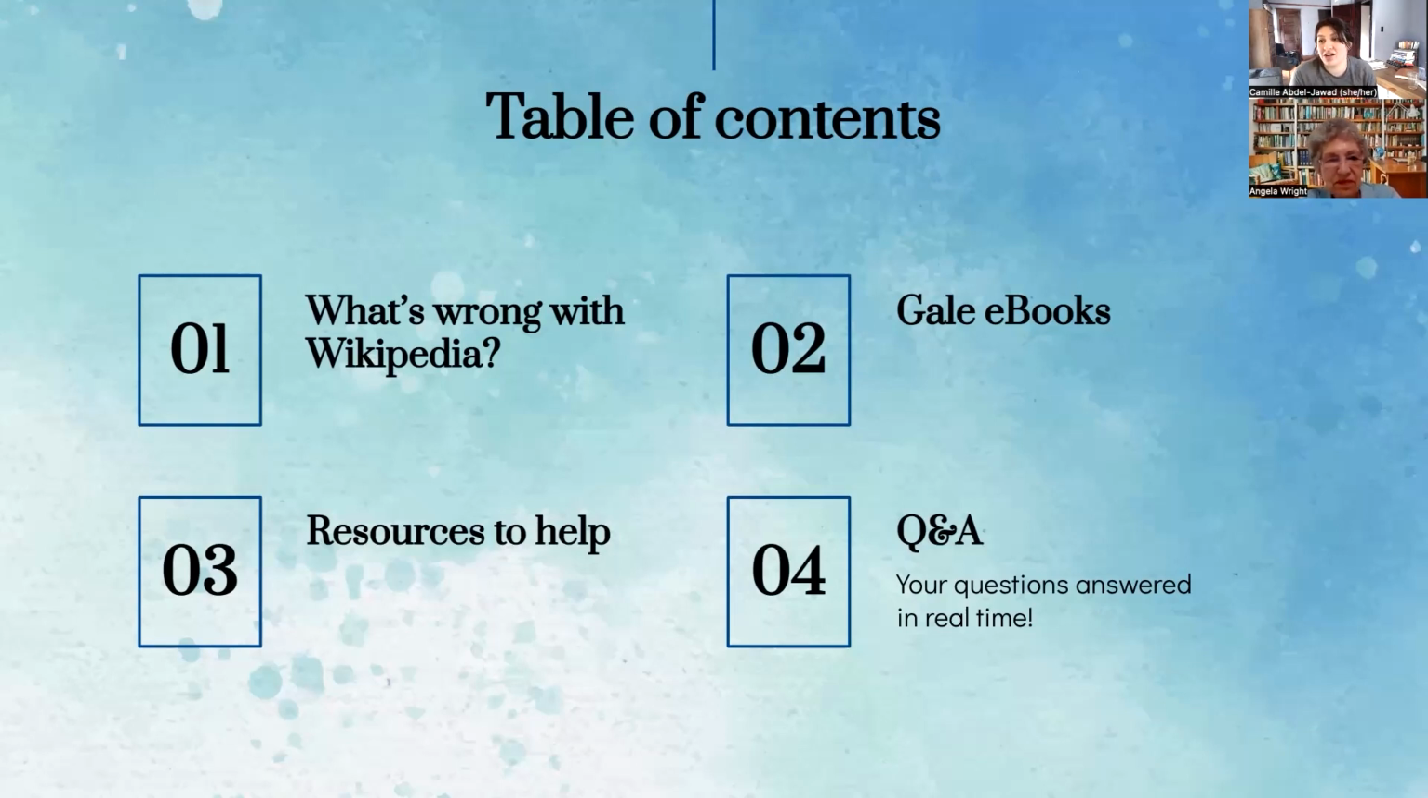Gale eBooks was previously called Gale Virtual Reference Center. So if you've ever heard that, it is the exact same thing. It's just all merged into one. Gale did some restructuring, so we're really excited to present that as a really viable option to Wikipedia.